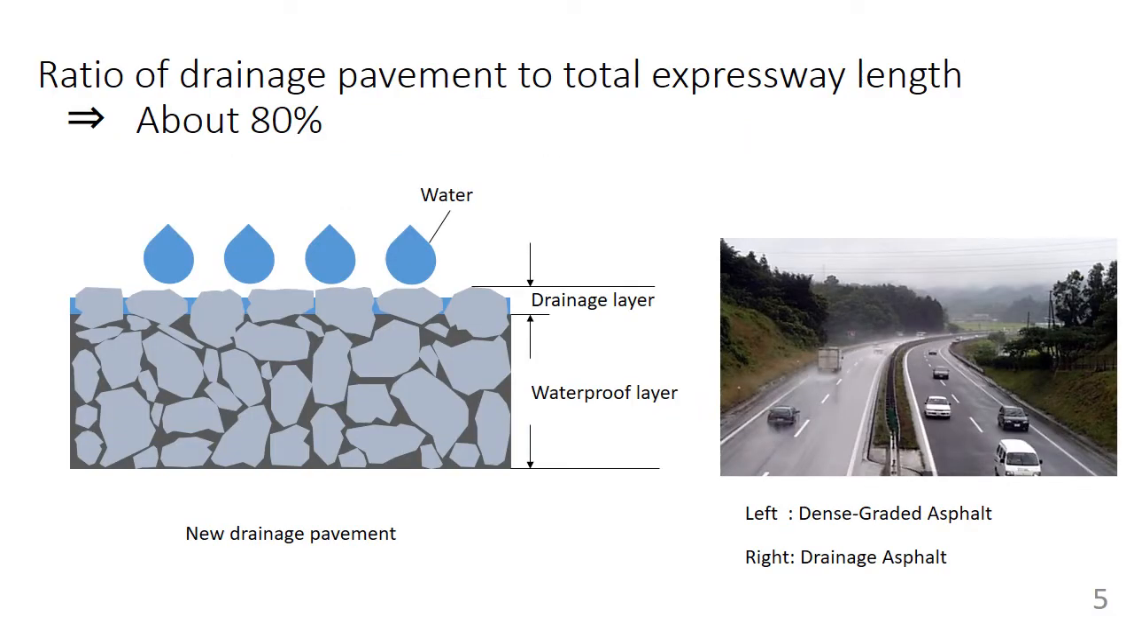In Japan, new drainage pavement has been developed and is used in about 80% of the total. Drainage pavement consists of two layers, a drainage layer and a waterproof layer. The drainage layer on the pavement surface is uneven compared to conventional asphalt pavement.